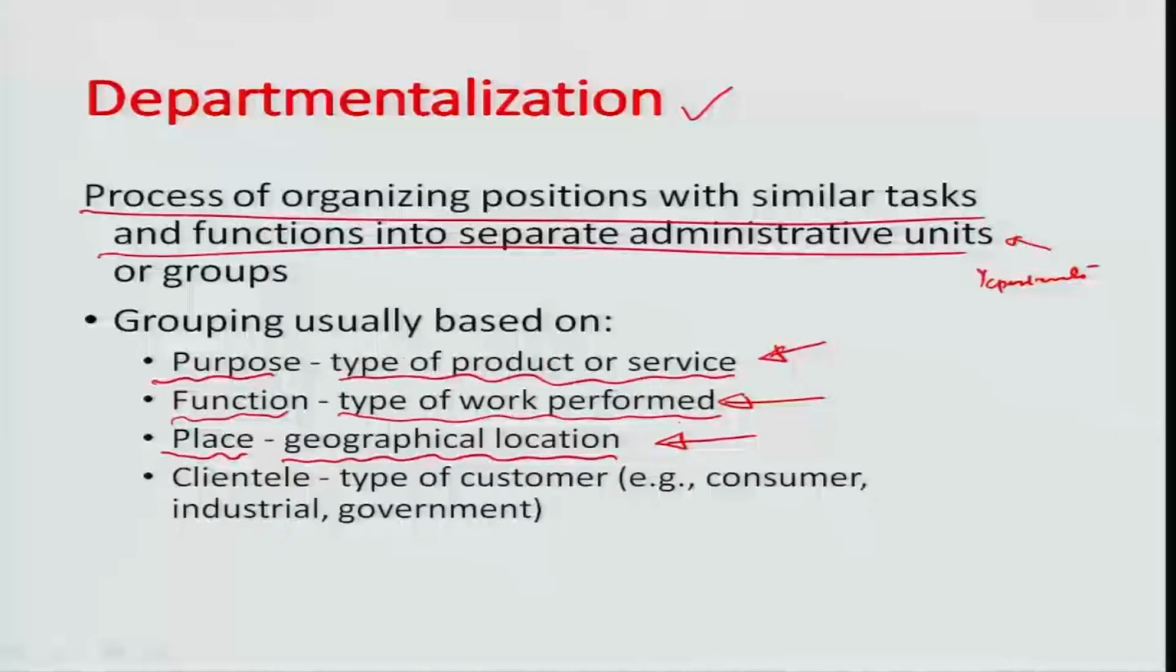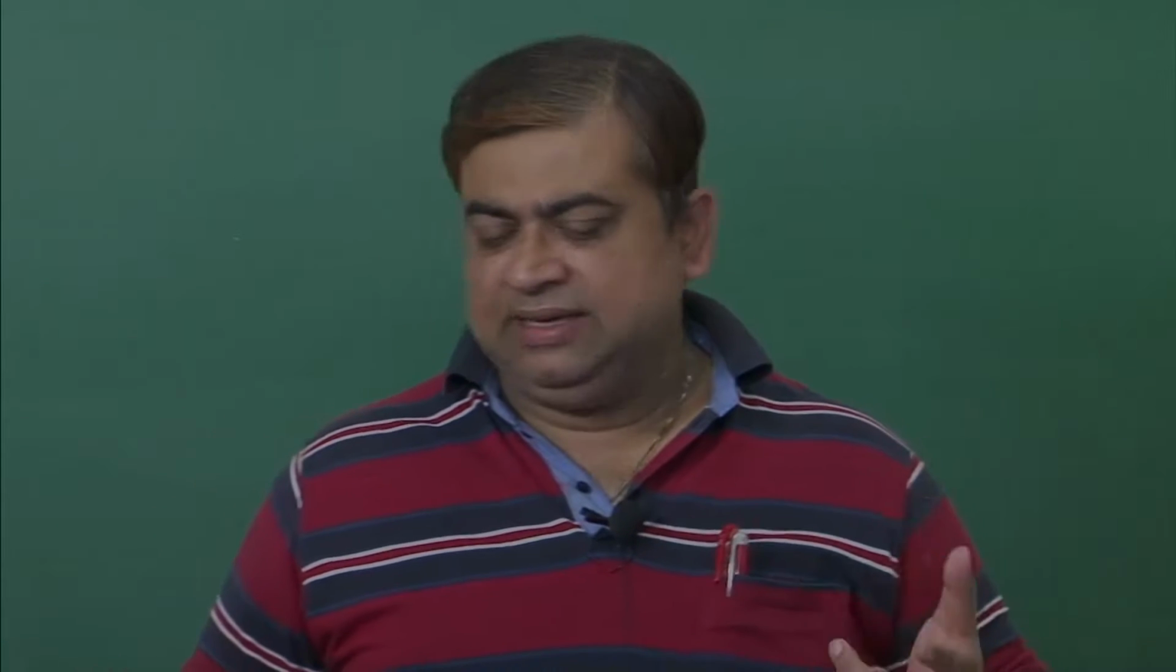Finally, there could be clientele based departmentalization, which depends on the type of customer. For example, there could be a department of consumer products and a department of industrial products. If the type of customer is the government, there could be a different department, based on who the particular customer is. So these are the different thoughts that go in while structuring an organization, about the different compartmentalizations which can be done.